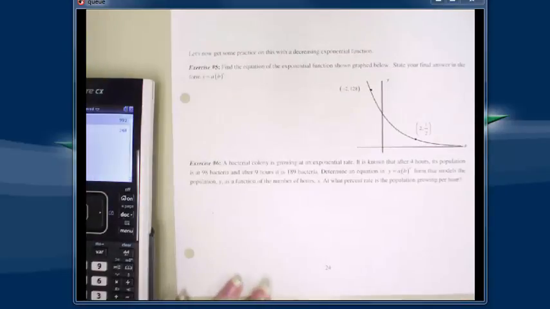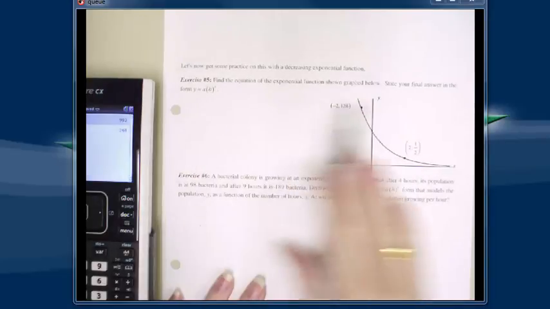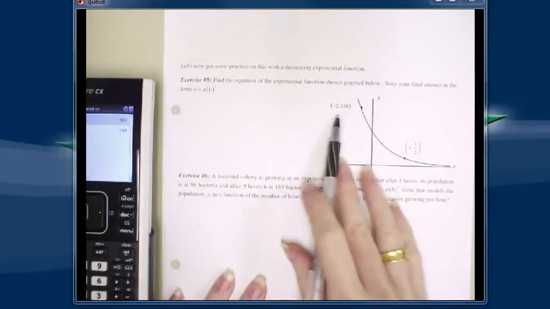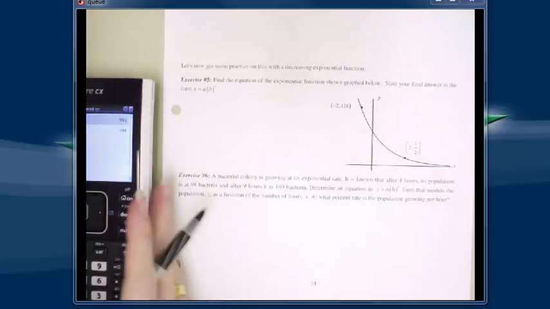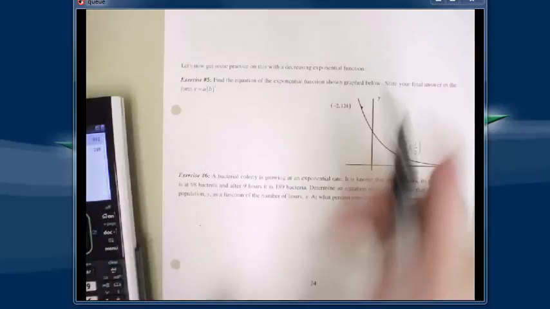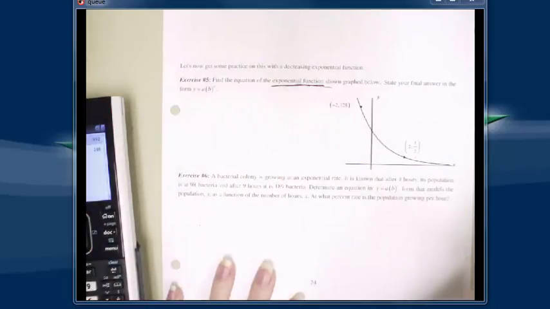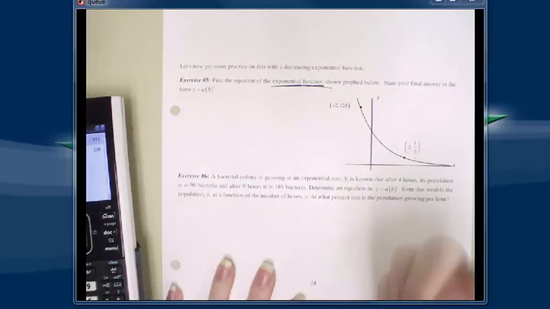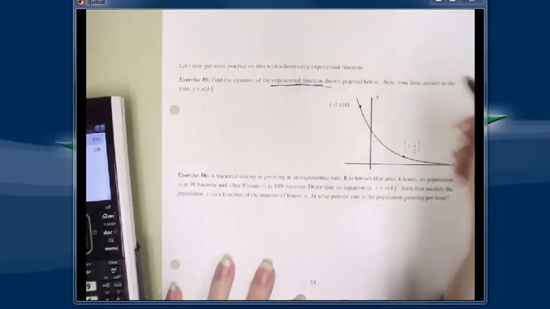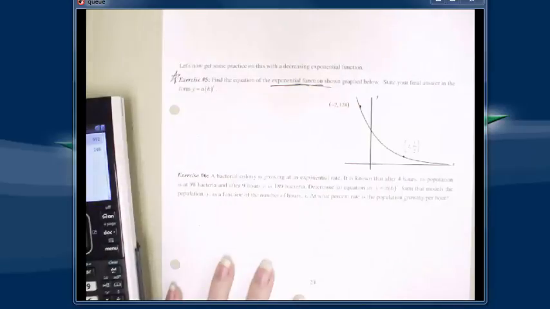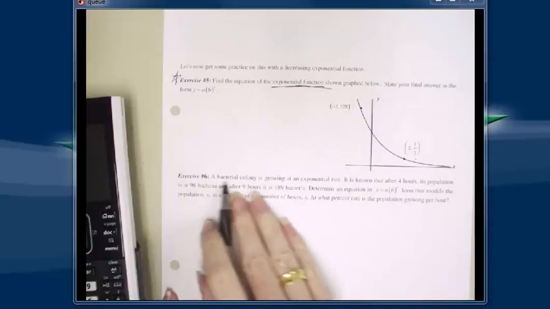Okay. Number 5. Let's look at one more. Number 5 gave me 2 points. So I am going to run the regression. Now, in the question, they said, find the exponential function. They will tell you what kind it is. You know what? 5 you can do. We're going to look at 6. Okay, 6 because it's a word problem.